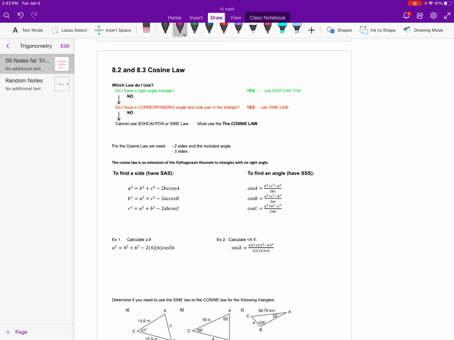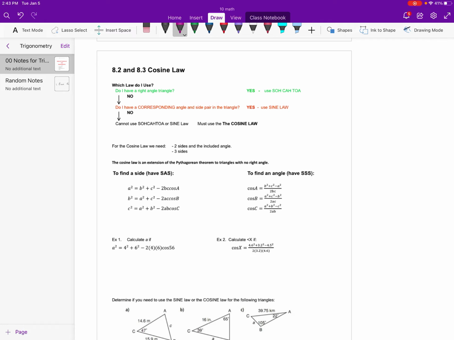The cosine law. This is our final part of the trig units that we've been studying. So we've studied similar triangles, which is separate from the rest of the stuff we did. And then we went into SOHCAHTOA, right angle trig. Then we looked at sine law. And lastly, we'll look at cosine law. And there is no tangent law that we will look at, just so you know.